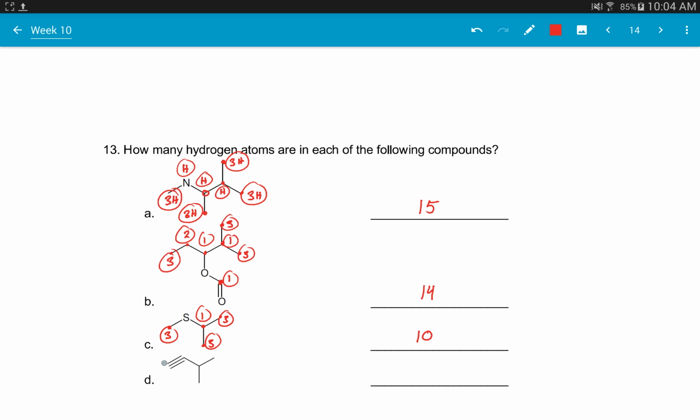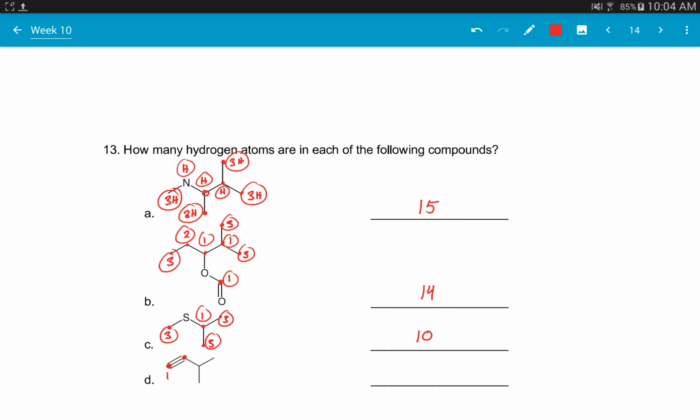And lastly, down here, every time we have an end of a line or a bend of a line where another atom isn't written, it's a carbon. So we have a carbon here at the end. But this carbon has 3 bonds showing to it, so there's only room for 1 more hydrogen.